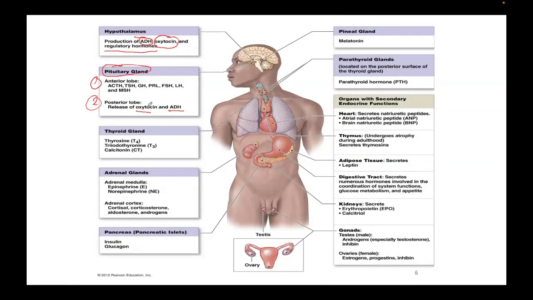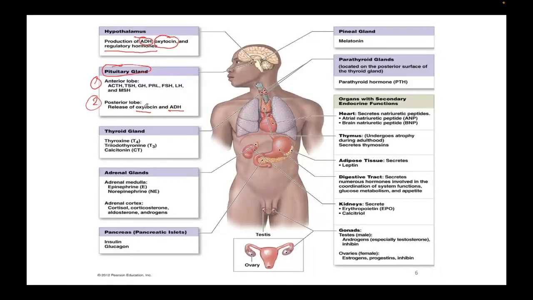Oxytocin can affect both male and female reproductive tract. In the female, it's going to make the woman's uterus contract. So when we do the reproductive organs and we look at the woman's uterus, there's an inner part called an endometrium, a middle part called a myometrium, and then an outer part called the perimetrium.